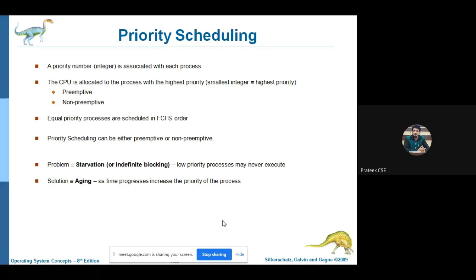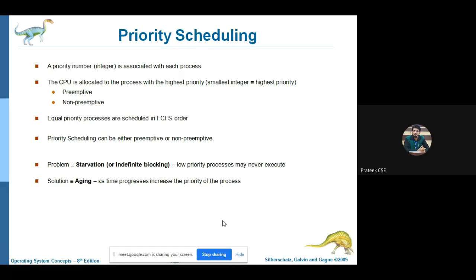So it is just like how we calculate the rank. जितना कम रैंक होता है उतना अच्छा परफॉर्मेंस माना जाता है. So in that case, here also the priority number जितना आपका इंटीजर लीस्ट होगा, लेस होगा, सबसे कम इंटीजर वाले की हाईएस्ट प्रायोरिटी होगी. And equal priority processes are scheduled in FCFS order.